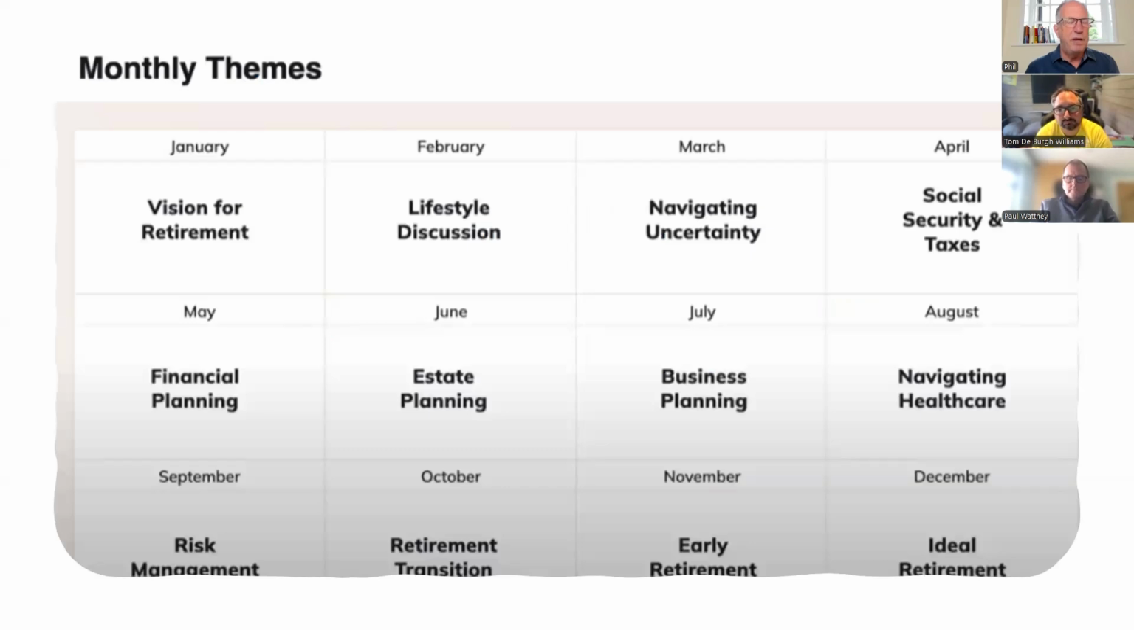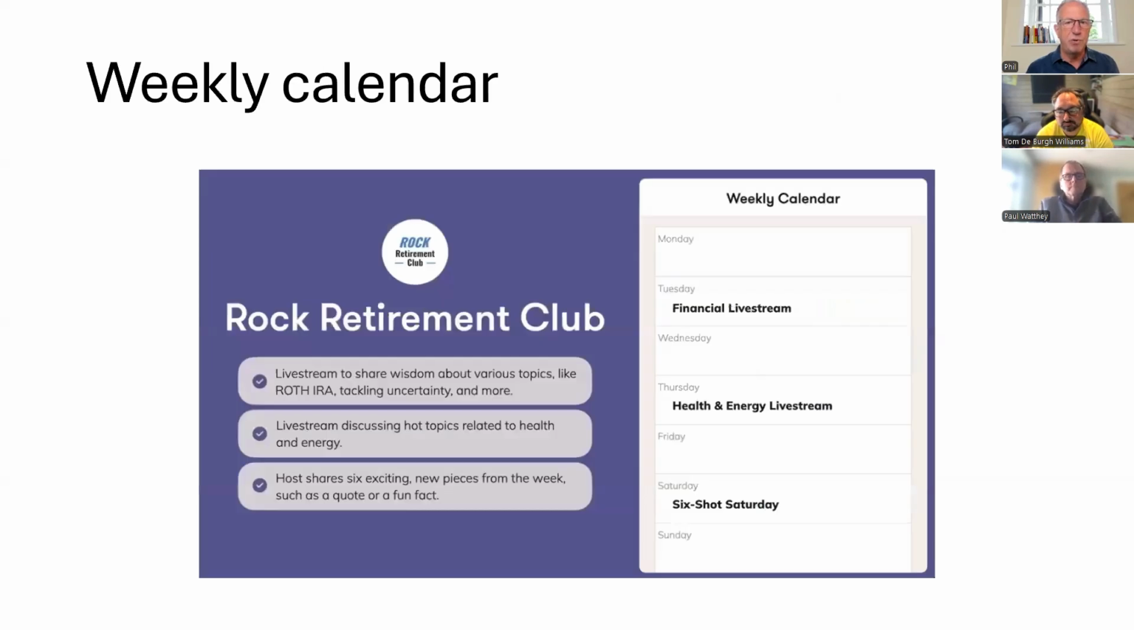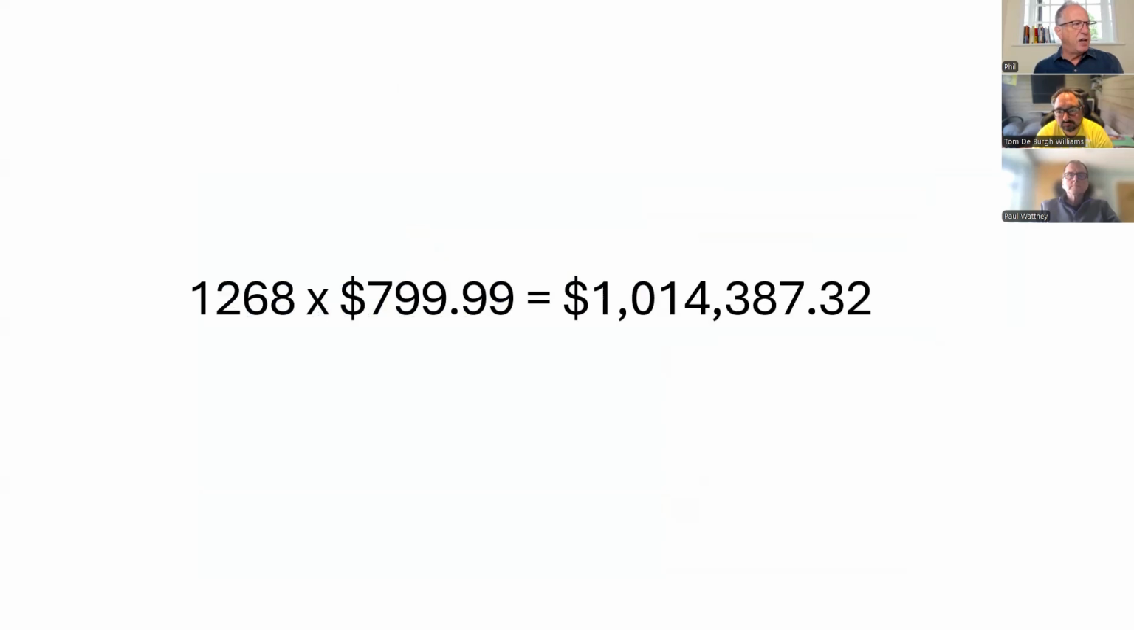And what they do within the group here as well, in the Rock Retirement Club, is they have monthly themes. So in January, we're talking about vision of retirement, July, business planning, early retirement, and so on and so forth. And then they break that down into weekly themes, and they've got a weekly calendar. So it's a real community that people can feel part of. They can dip in and out of it as much or as little as they want to. But everybody in the group gives it just thumbs up all the time. So they've got, last time I looked, 1,268 members, all paying $800. I'll take that number on the right.